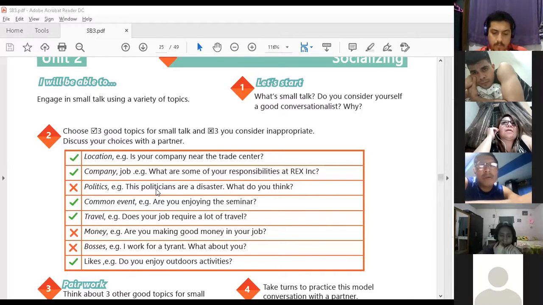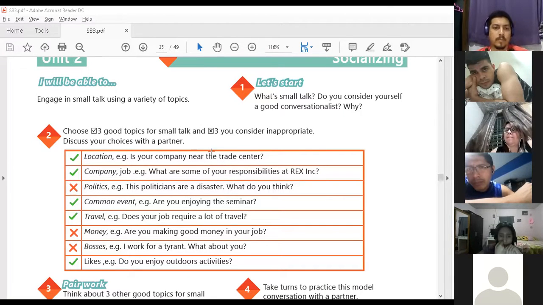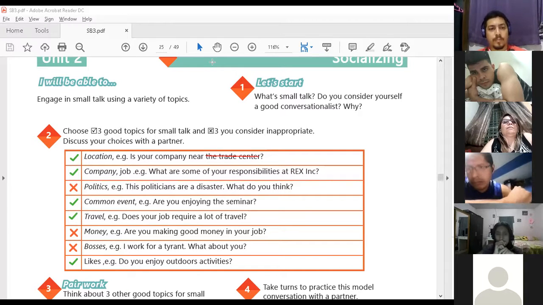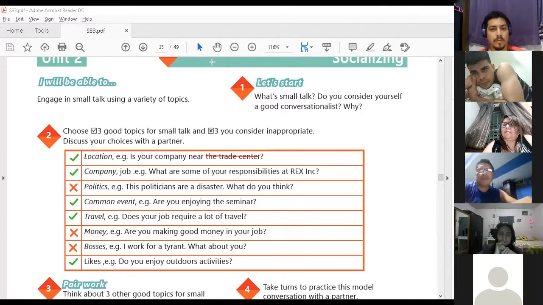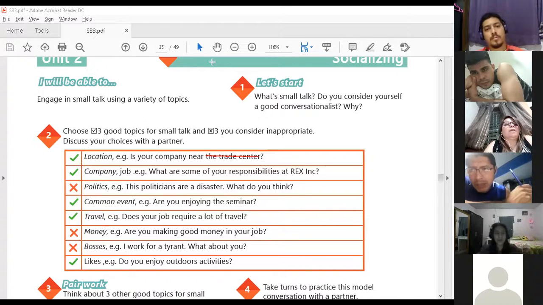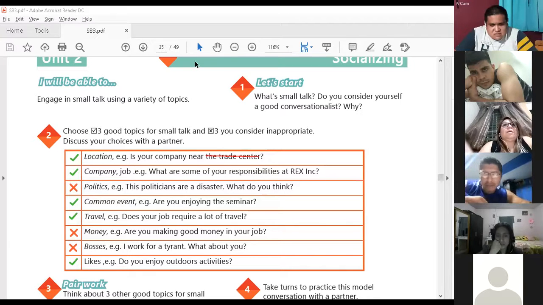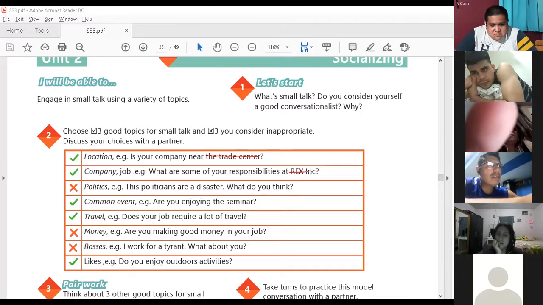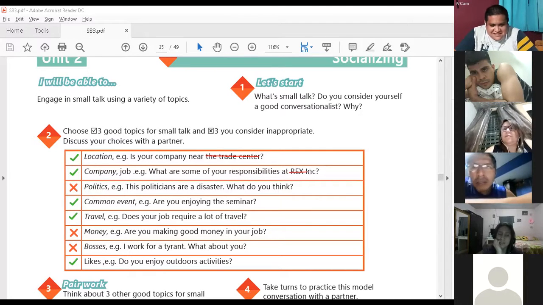Okay, so let's go ahead and change a couple of things. Let's change this. Is your company near? And here you're going to tell me the place. How do you say: está tu compañía cerca de un centro? For example, Metrocentro. Is your company near Metrocentro? Okay. What about this one? What are some of your responsibilities at? At CIAS Consultores, at Inglés Corporativo. Exactly, the name of the company, correct.